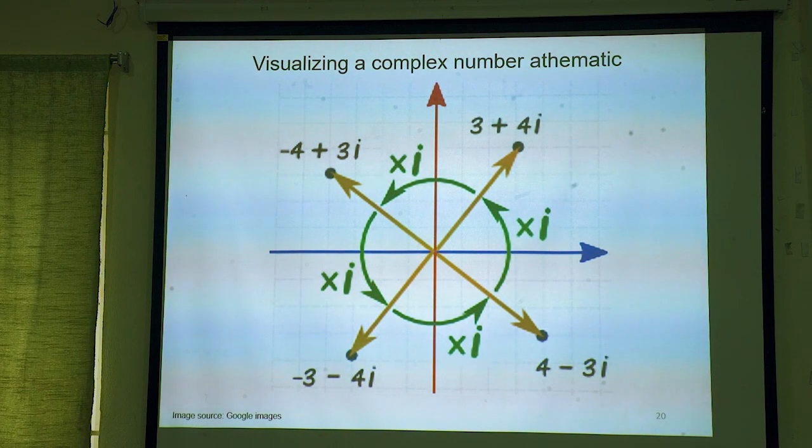Positive means n into 2 pi. Negative means an odd number of pi. Odd number of pi. Okay?